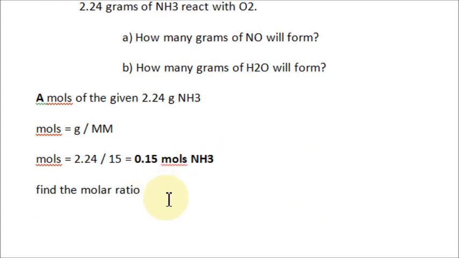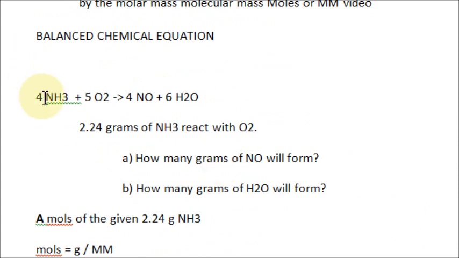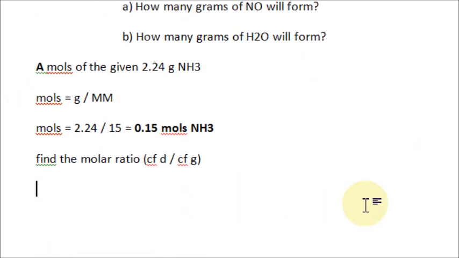Find the molar ratio, which, if you recall, is the coefficient of the desired over the coefficient of the given. To find that, we must look at the balanced chemical equation, which was given to us. NH3 is the given, and for part A, NO is the desired, so 4 divided by 4, so 4 over 4 equals 1. That's the end of step 2. Bold that thing. Step 2 done.